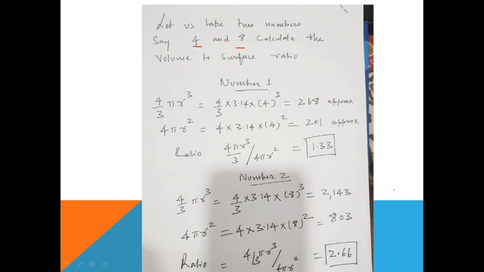Okay, number 1. Let me take number 1, calculate the volume. I get this number, 268 approximately. Then I calculate the surface area and I get 201. I take the ratio of volume to surface, I get some value, 1.33. A similar exercise I do for 8, I get 2.66. Larger volume to surface ratio means the volume energy is more, means a large number of nucleons are in the center.